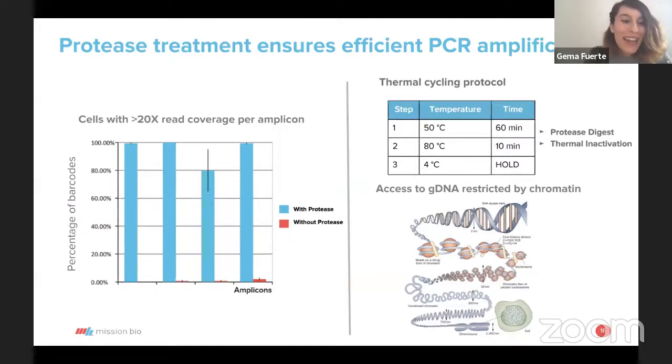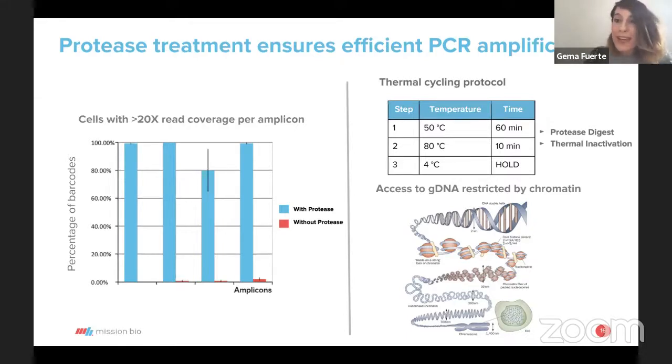So what you see on the left is the percentage of barcodes, hence percentage of cells. And on the x-axis, the cells with over 20x read coverage per amplicon. So the blue bars are with protease treatment, and the red bars are without protease treatment. So that's why we see that if we didn't do this protease treatment, we will not generate data at all. So this step is very critical and very important to ensure efficient PCR amplification.